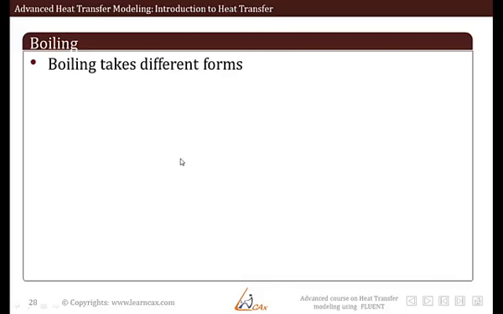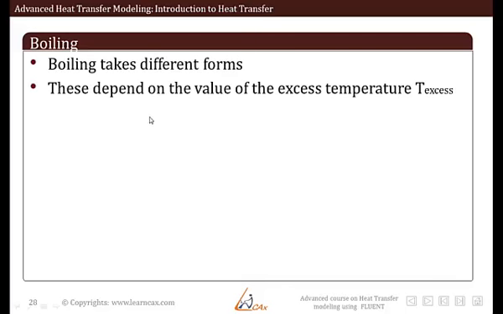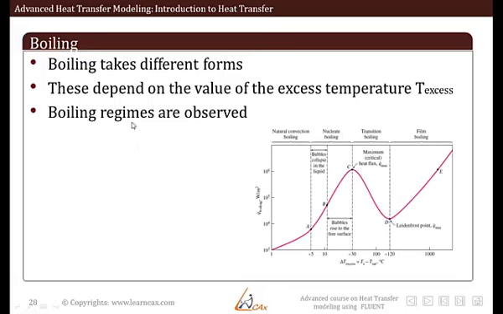Boiling takes different forms, and these different forms or stages depend on the value of the excess temperature of the surface, which is basically higher than the saturation temperature. Depending upon what the excess temperature is and how the boiling process takes place, boiling regimes are observed, as you can see in this phase change diagram.